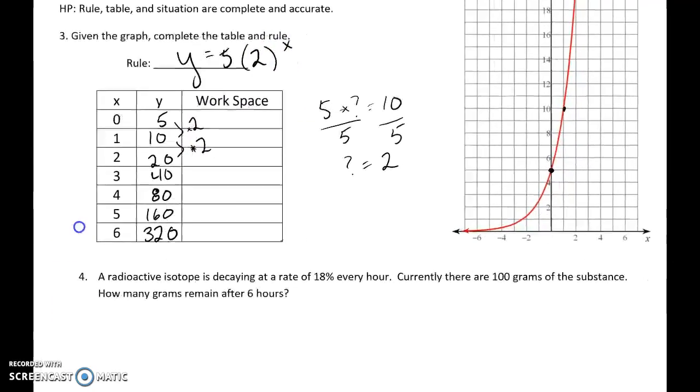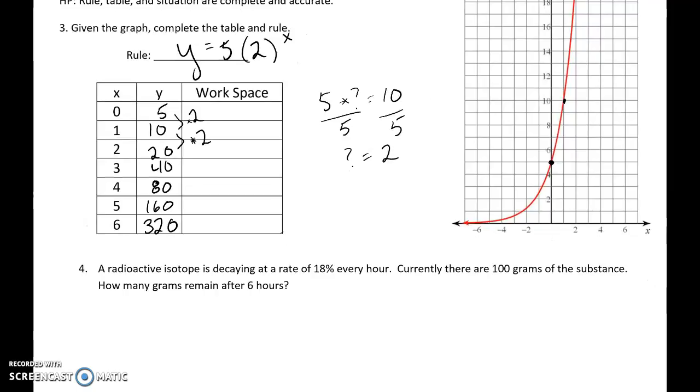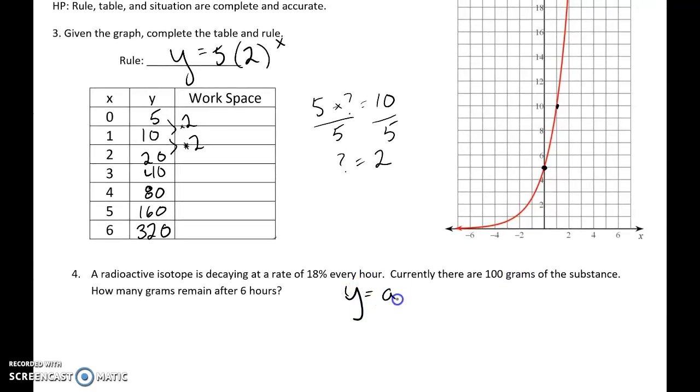The last problem down here is about decay, percent decay. We know that a radioisotope is decaying at a rate of 18% every hour. Currently, there are 100 grams of the substance. How many grams remain after 6 hours? So again, let's just write out our general form. So this is the starting value, and this is the decay factor. We know our starting value is 100, so we can fill that in right off the bat. We just need to figure out what the decay factor is.